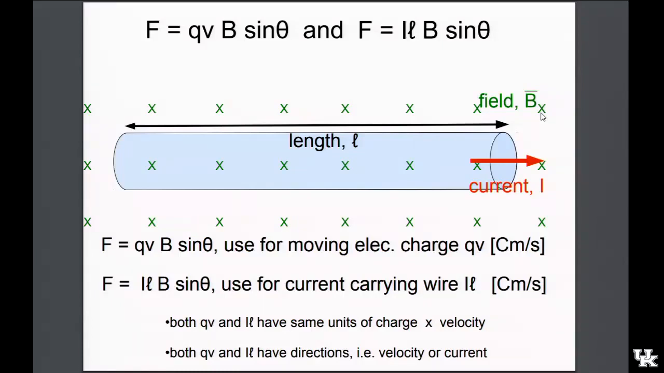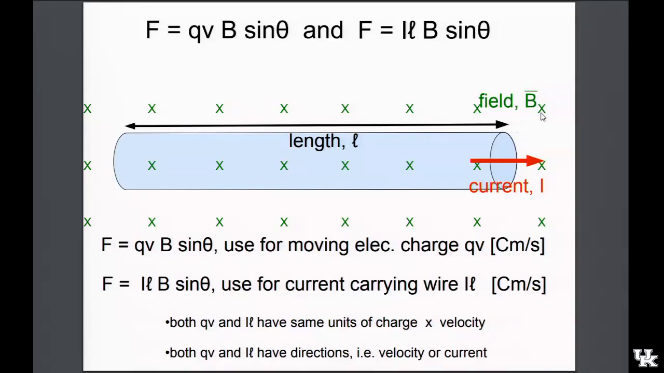This equation here is the field equation for a single charge, Q, moving with velocity V in a magnetic field. We met that. This is the new field equation. This is the equation for an electrical current I in a wire of length L in a magnetic field, and it's the magnetic force on that. So these are two versions of the field equation.